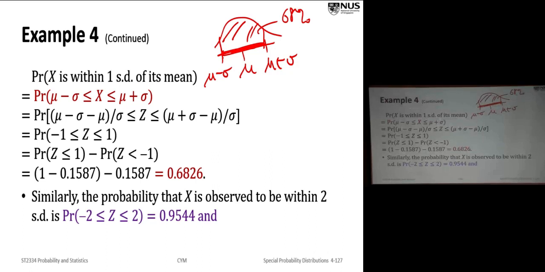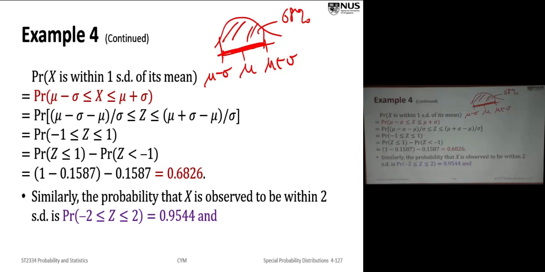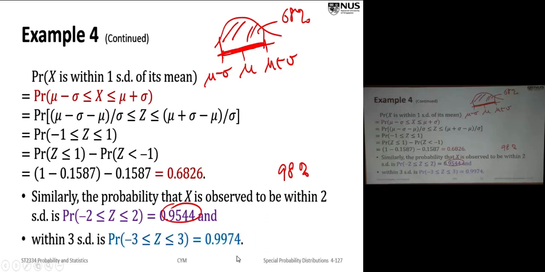Similarly, lying between two standard deviations above and below the mean is 95%. Then how about three standard deviations? If I remember correctly, for three standard deviations, maybe 98-something percent. You go and check. Oh, sorry, 99.8%. My mistake. 99.8% for three standard deviations.